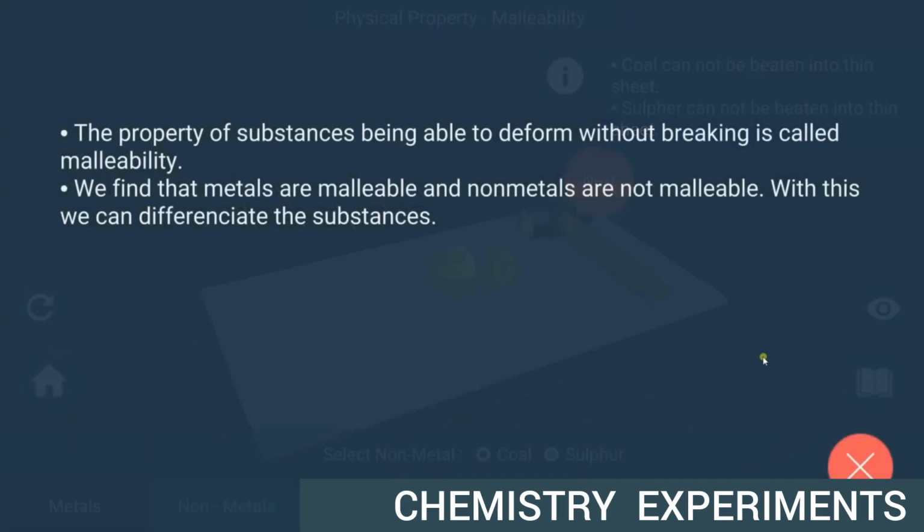We find that metals are malleable and non-metals are not malleable. In this way, we can differentiate between metals and non-metals with this property.